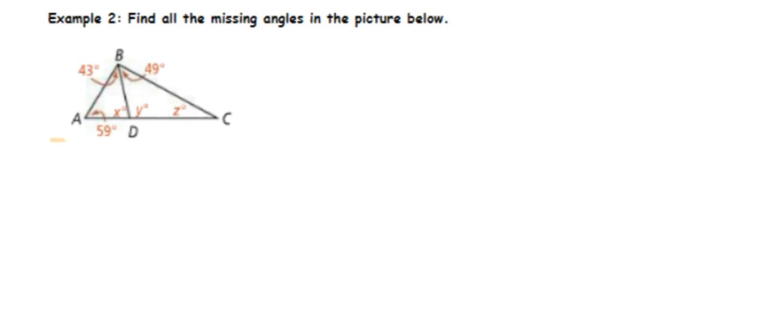Okay, so here is our video for example 2. We have to find all of the missing angles in this picture. So that means we need to figure out what x is, because there's an x right here that we don't know. And we need to figure out y. And we need to figure out z. And if you look in this picture, you sort of have 3 triangles going on.